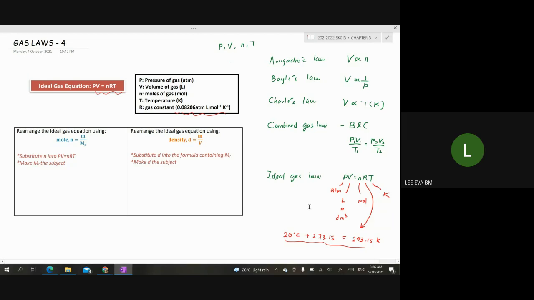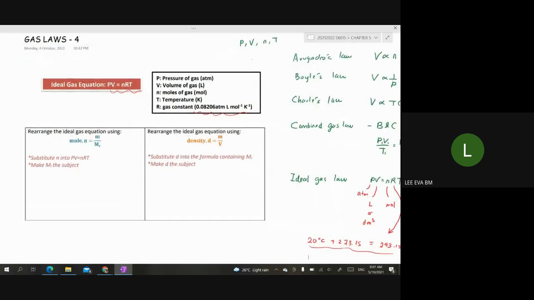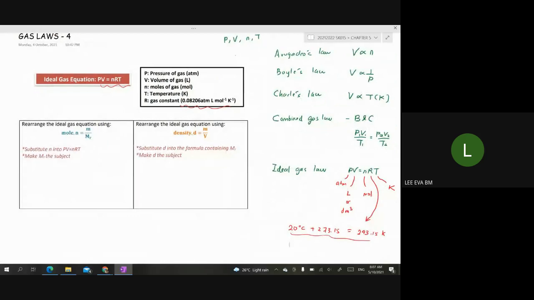Okay, so now we want to try a little bit of derivations of formula. Have you tried these two columns? Dah cuba belum? Nak masukkan mole formula dan density formula dalam PV nRT. Have you tried that one? Okay, untuk siapa yang sudah cuba, awak boleh check ya. Yang tak cuba, tolong tuliskan dan completekan dalam tempat kosong sini.